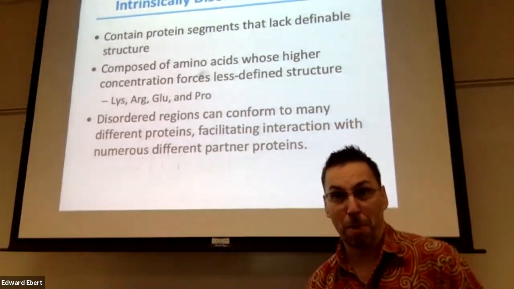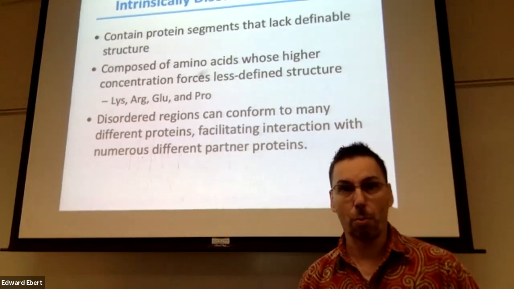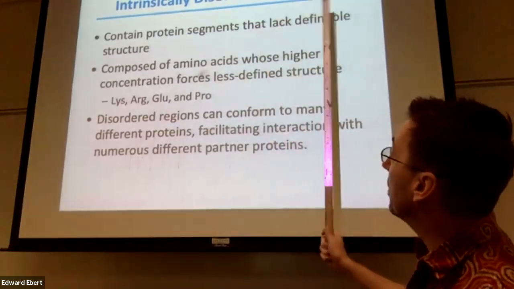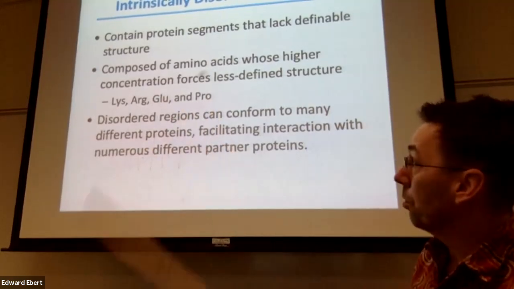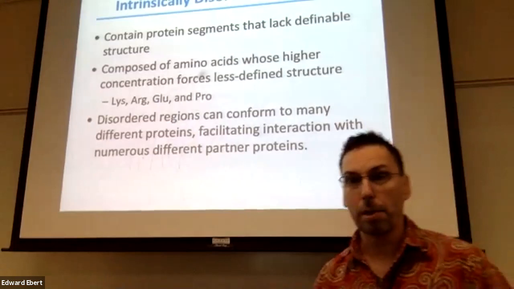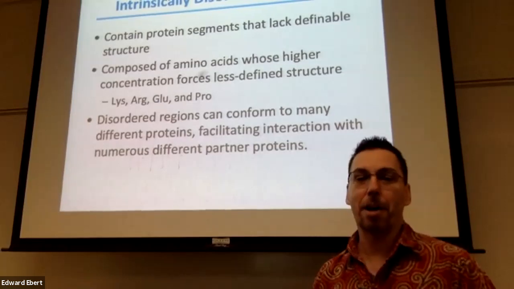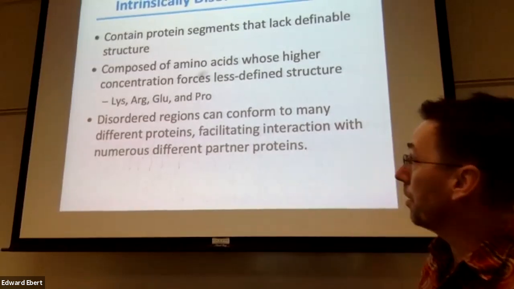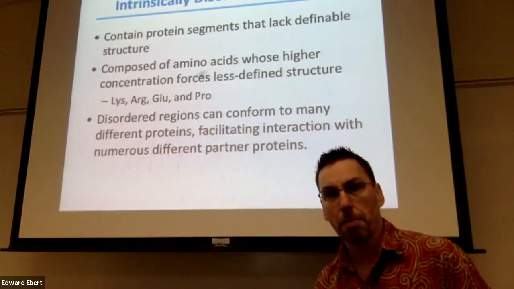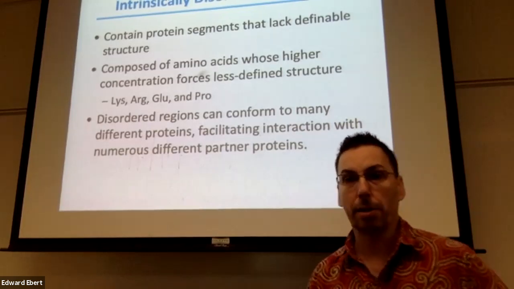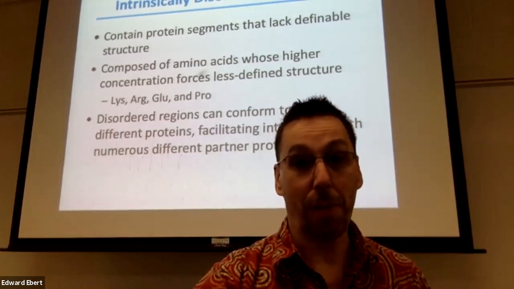So, when they're made of a lot of random coil, or they may have multiple conformations that work as well. So we'll have some segments that lack definable structure. We might see lots of prolines in here, or maybe some glycines because of their high freedom of rotation around the psi and phi angles. So these disordered regions can conform to a lot of different proteins, which basically allows them to be adaptable and interact with a large number of possible binding partners.